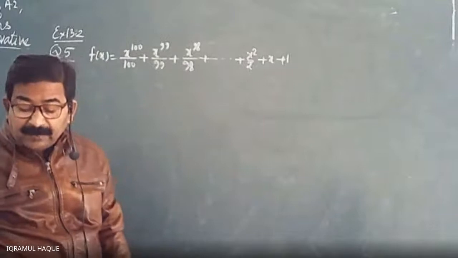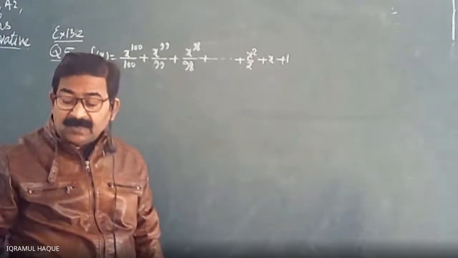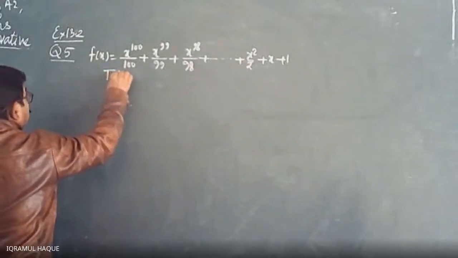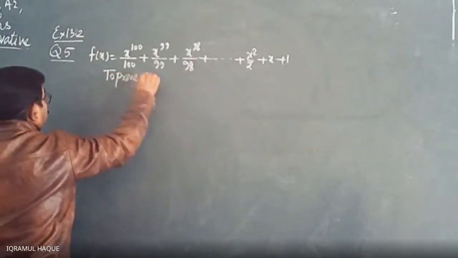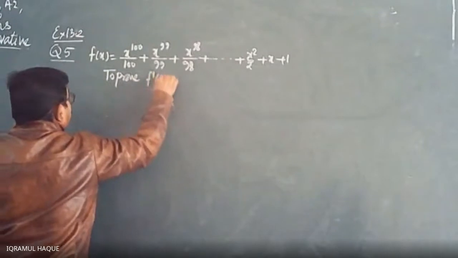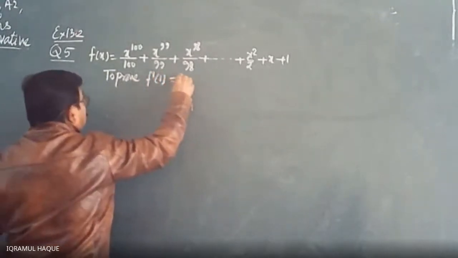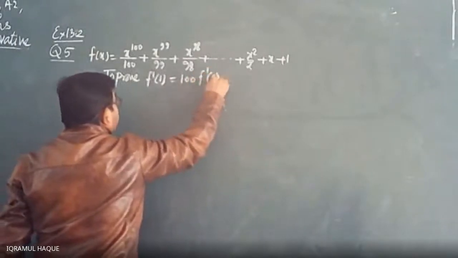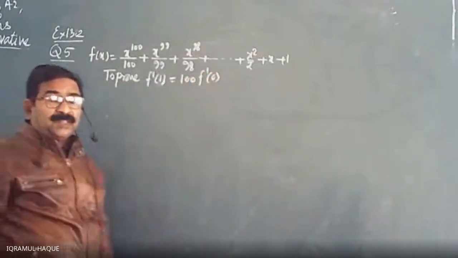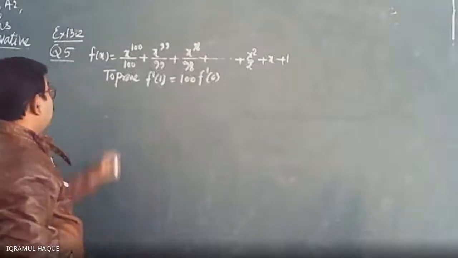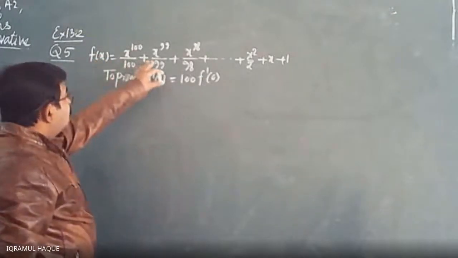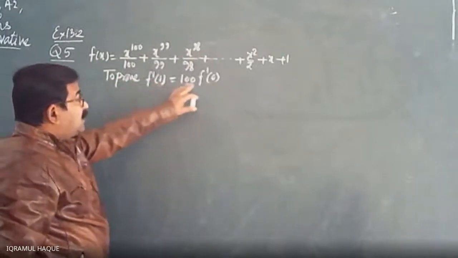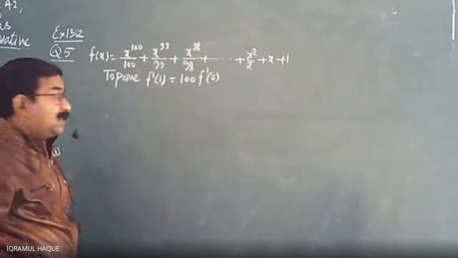Now we have to prove that f dash 1 is equal to 100 times f dash 0. This has to be proved. So we find f dash x, and after that we will put x is equal to 1 and x is equal to 0, and we get the result. Let's see.